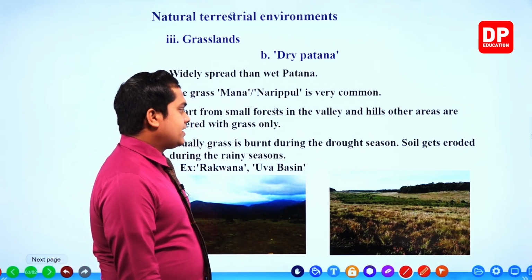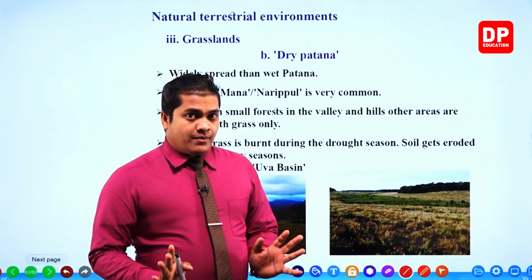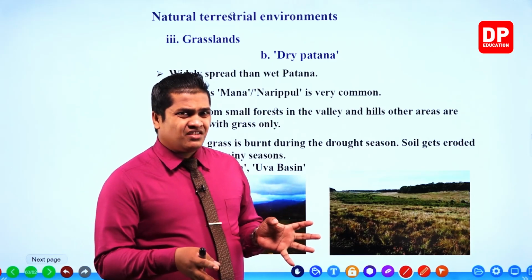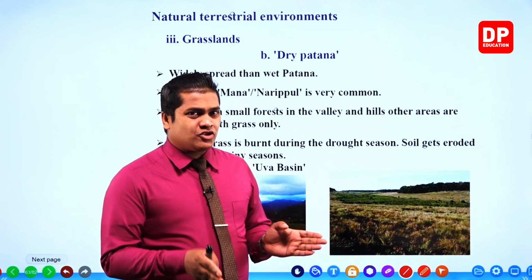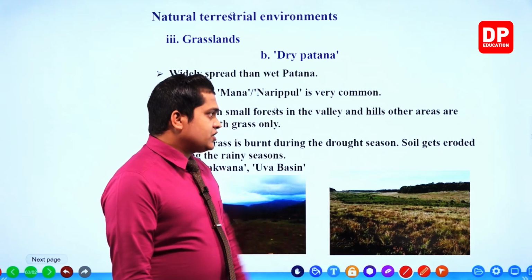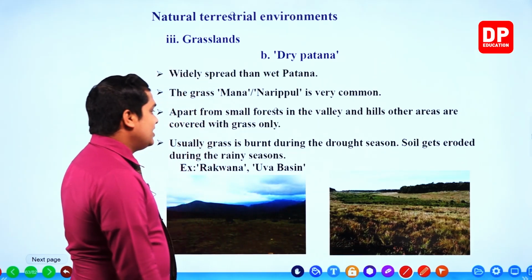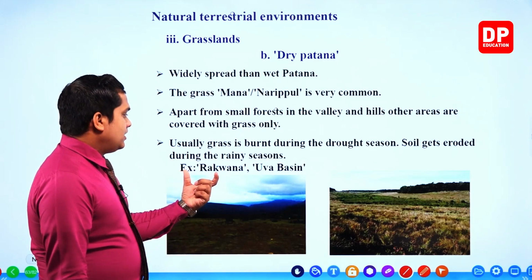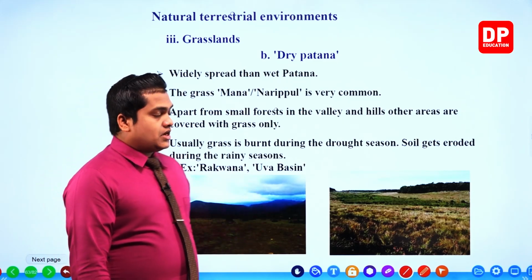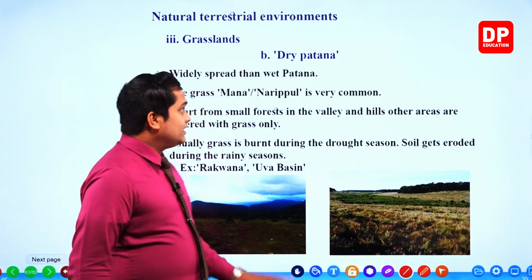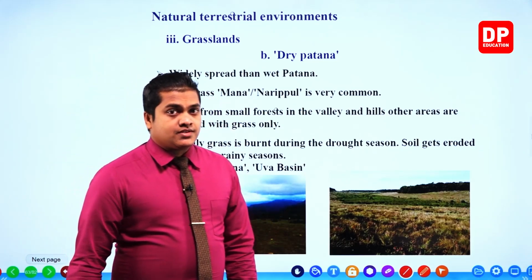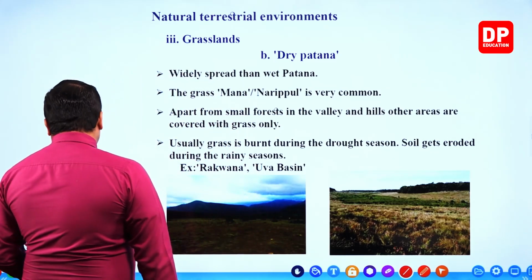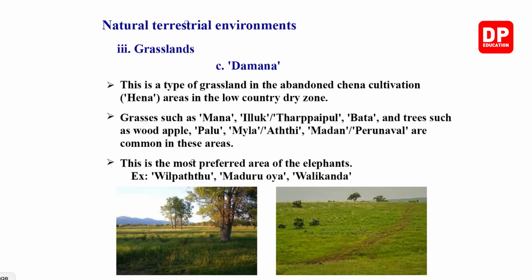So usually, my dear children, what is going to happen is, during the drought season, the grass is going to burn, right? Because of the heavy temperature. And also, soil is going to erode during the rainy seasons, my dear children. Okay. So what are the examples? Rakwana area and Nuwara Eliya Basin are some examples for these dry Patana regions. Then we'll head on to see the next type of grassland, which is the Damana.